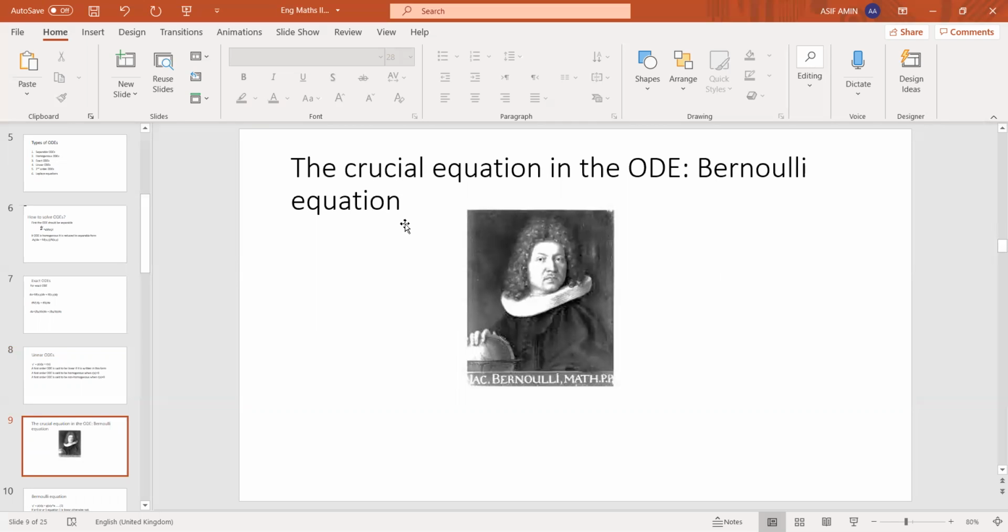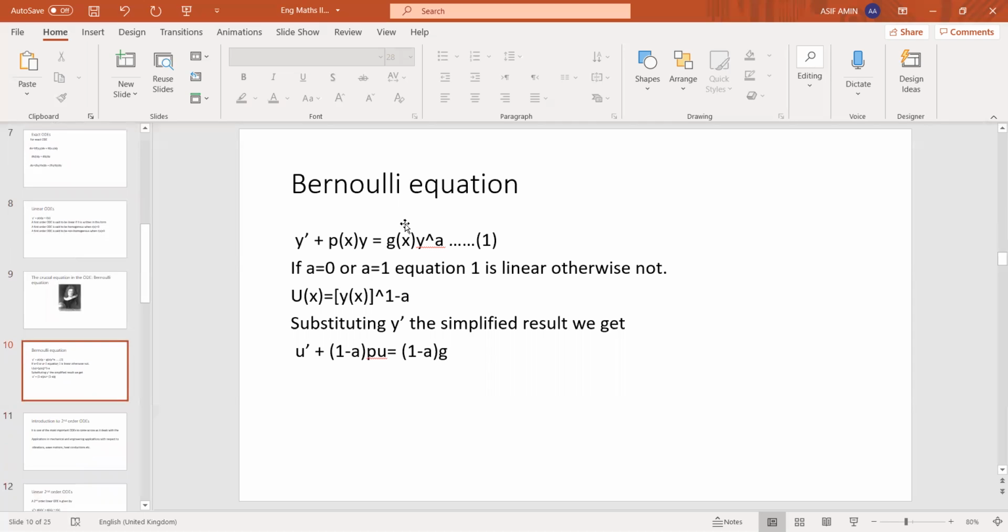One of the most crucial equations in ODEs is the Bernoulli equation. This is Mr. Bernoulli, who introduced the important equation y' + p(x)y = g(x)y^a. If a equals 0 or a equals 1, equation 1 is said to be linear, otherwise it won't be a linear equation.